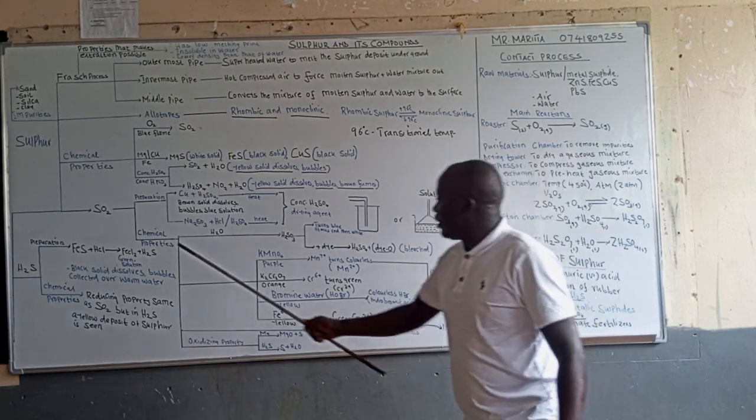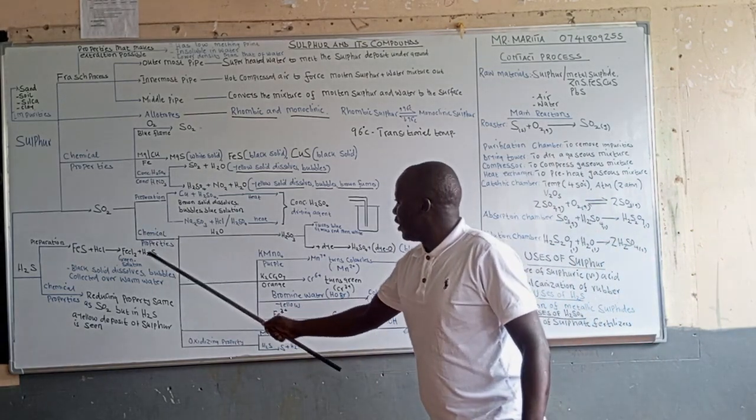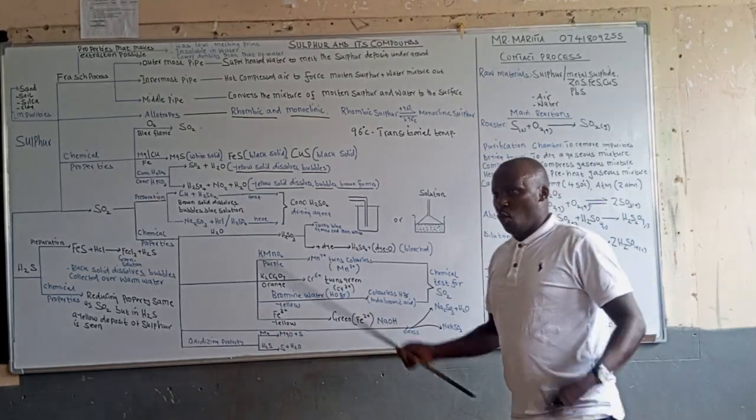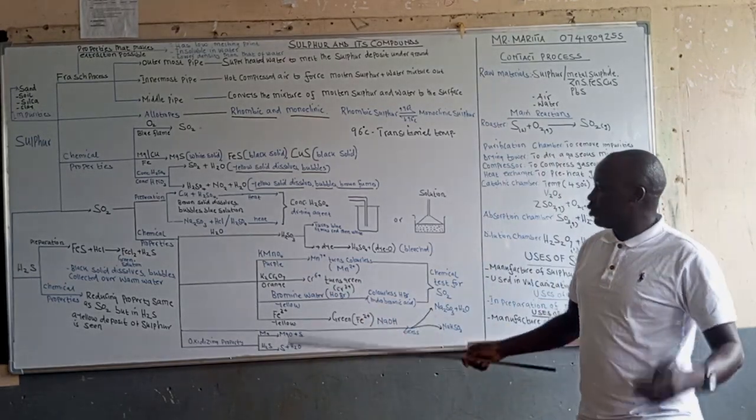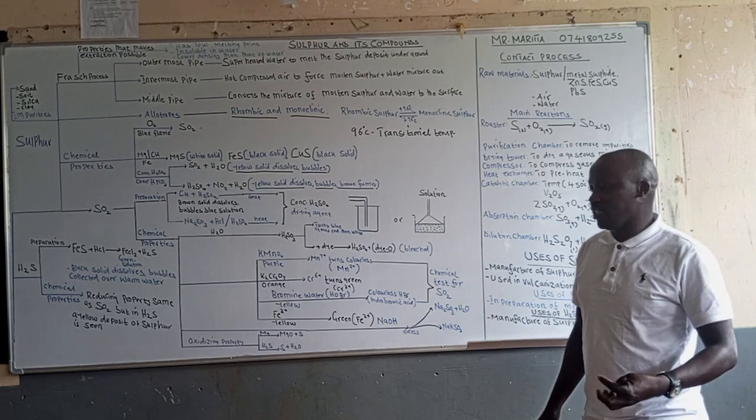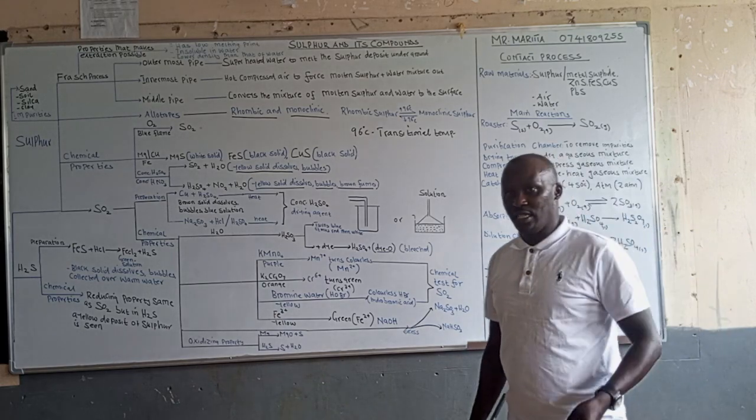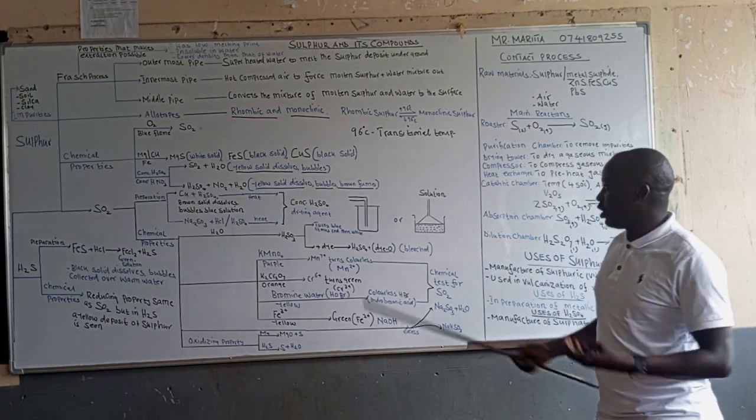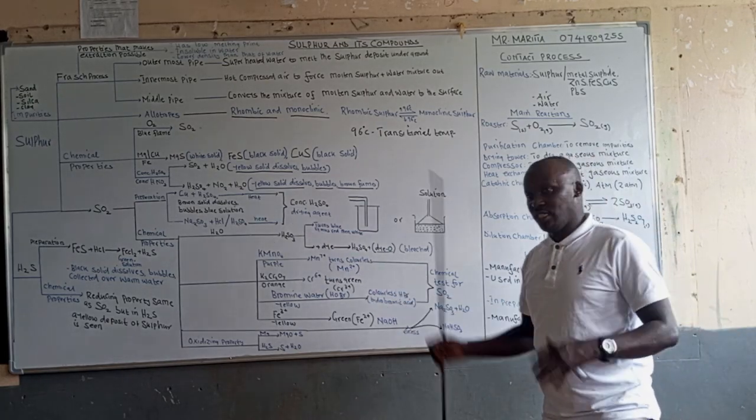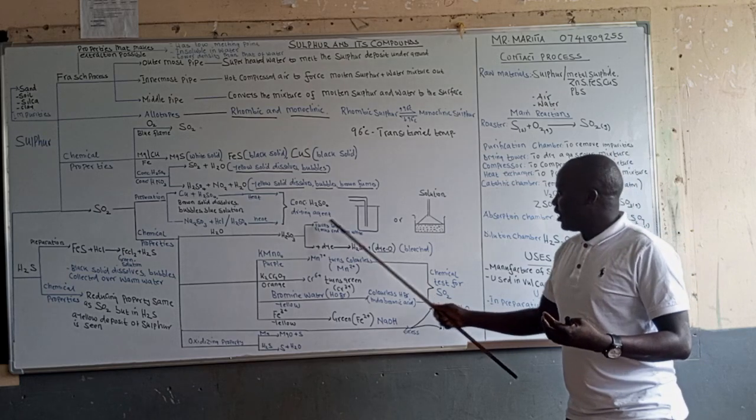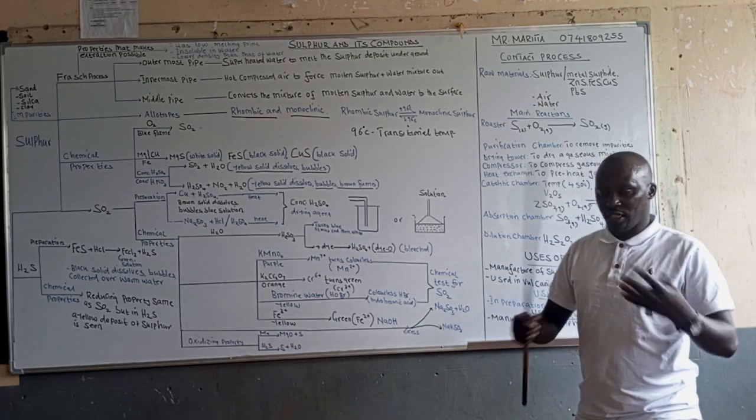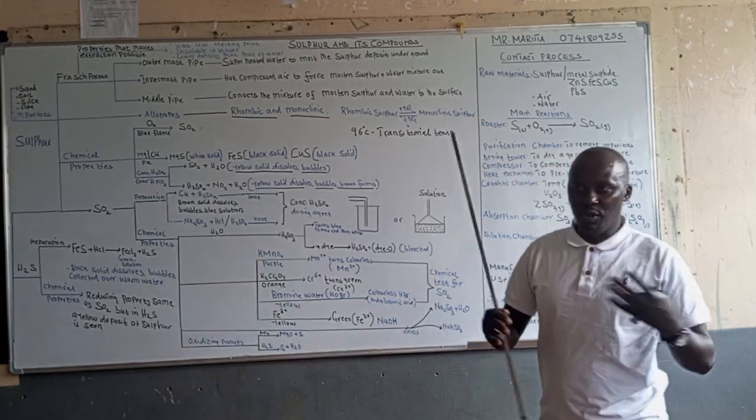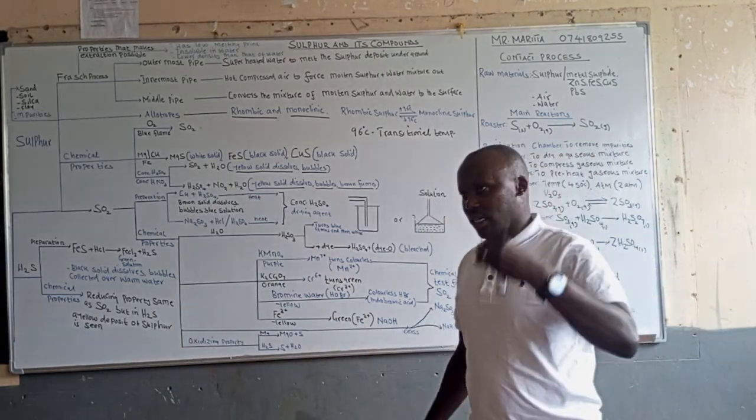Now, we have the chemical properties. It can react with water. When sulfur oxide reacts with water, it forms two types of acid: sulfurous acid and sulfuric acid. The sulfurous acid is an unstable compound, which can turn blue litmus paper red because it is an acidic compound.